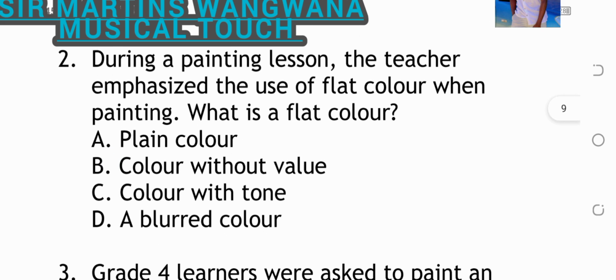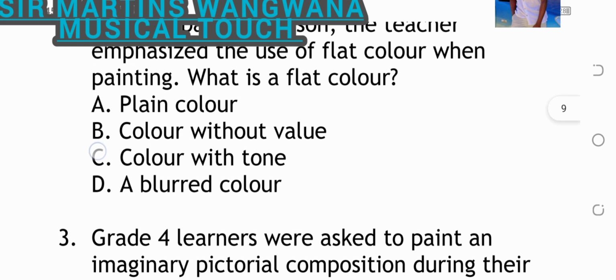That is just distractors. The correct answer there is C, which is stippling, use of dots. Then number 2 says, during painting lesson, the teacher emphasized the use of flat color when painting. What is a flat color? Flat color does not have any shades or mixture or something, so the correct or closest answer there is plain color. We have a plain color, which is A.